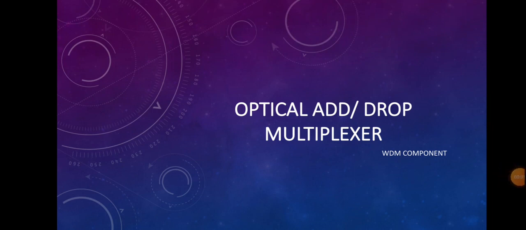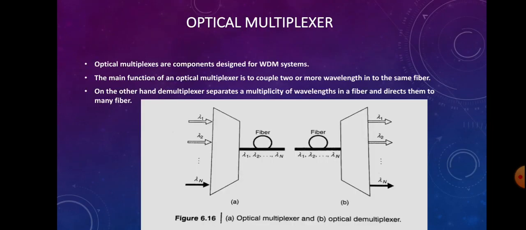Dear students, today we are going to discuss optical add drop multiplexer. It is also called OADM, that is optical add drop multiplexer. It is an important component in the case of WDM, that is wavelength division multiplexing.